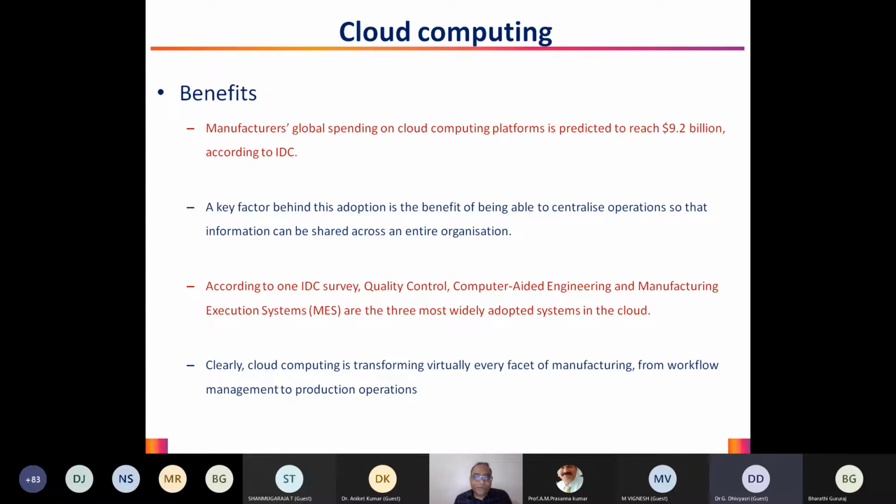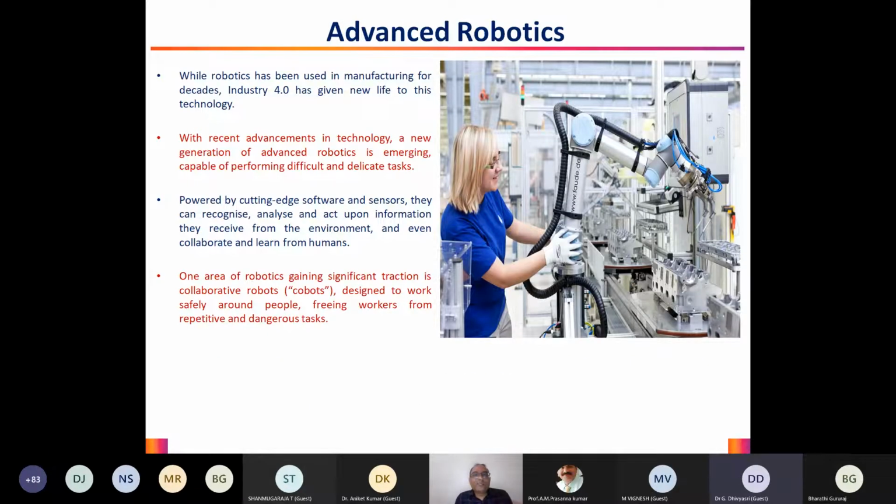Right. So now up next, what we have is something called advanced robotics. When we say robotics, robotics has been there in the industry for a very, very long time. It is now with Industry 4.0 that robotics has got a new lease of life. These days robots are built to perform very complex and delicate tasks, and in some industries they are expected to replace human beings and carry out the tasks that they do on a mundane basis.